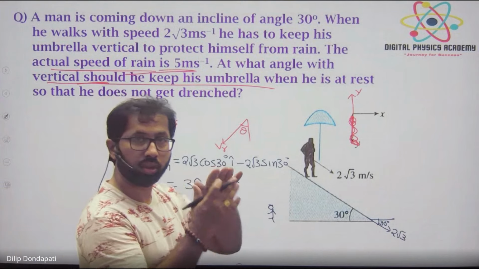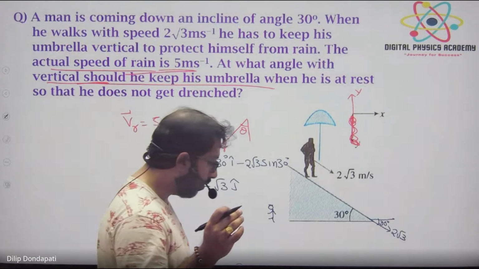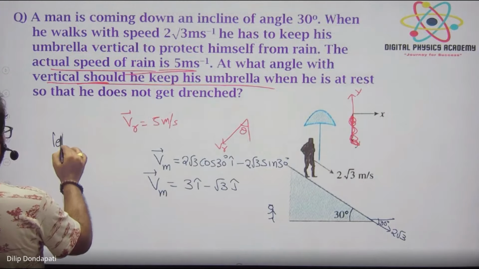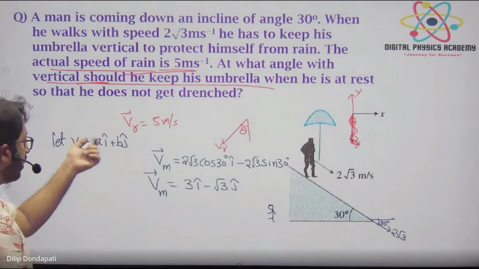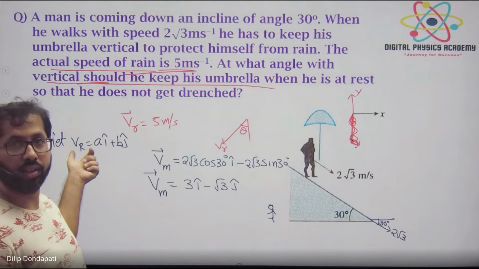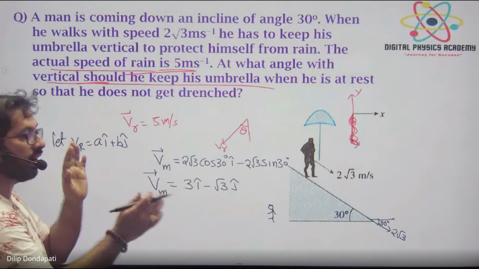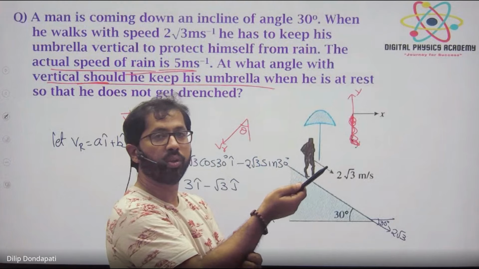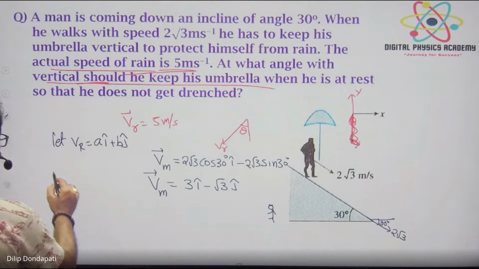So split it into components in such a way that, let VR be A i cap plus B j cap. The resultant magnitude of these two is 5, right? So take out the components in X and Y, and then I know at what angle we have to put the umbrella. Okay. Now here what is given? Find VRM. Find VRM.